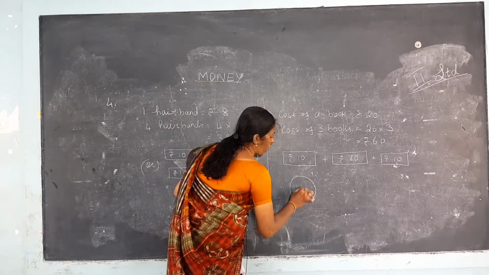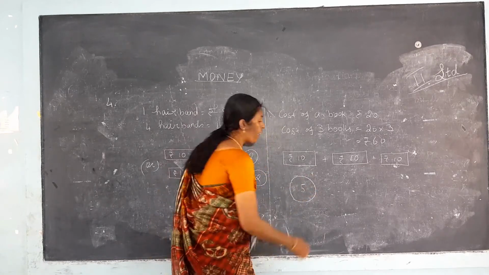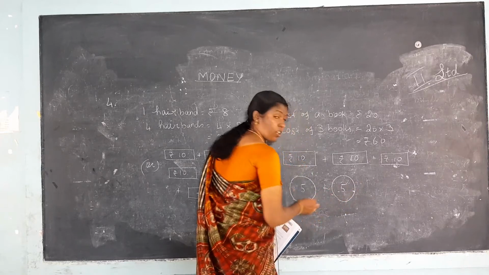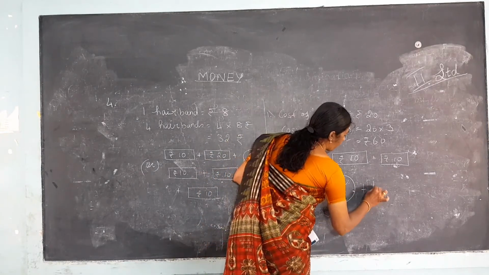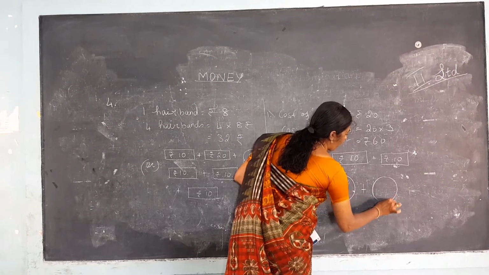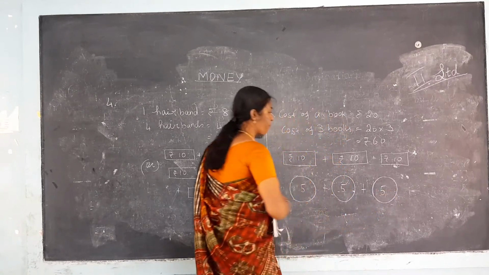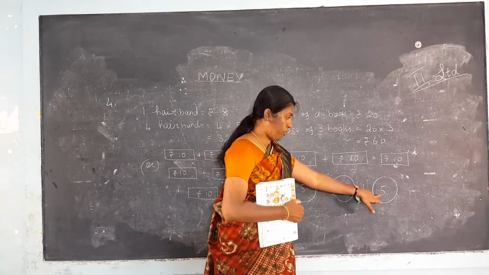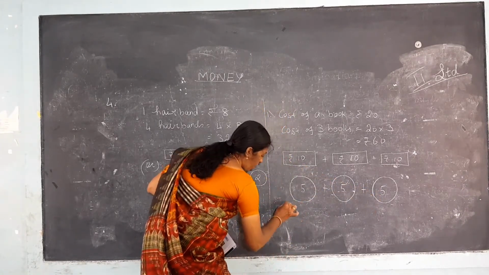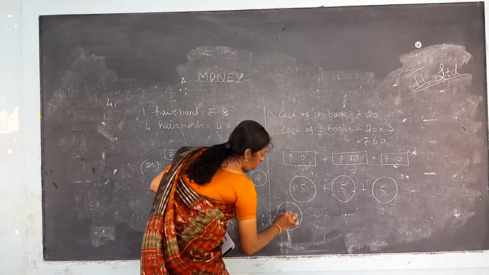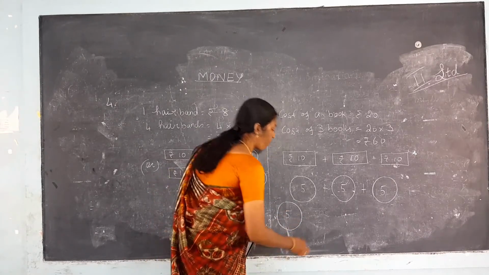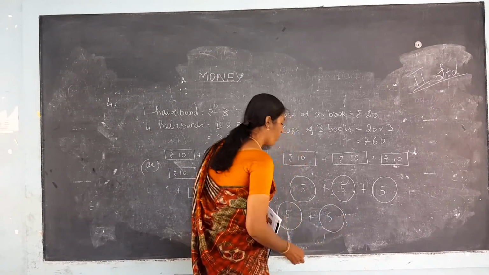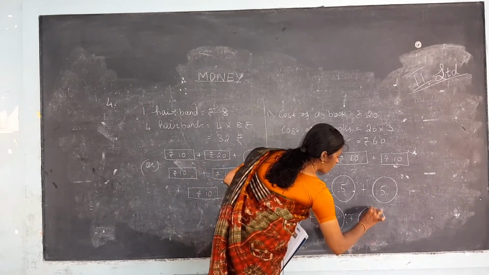You take a 5 rupee coin. Again you take one 5 rupee coin. Next you take a 5 rupee coin. You see how much? 30, 35, 40, 45, next 50, 55 and 60.